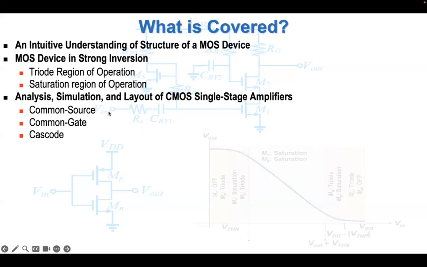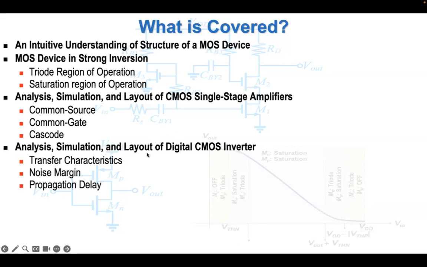Then I will switch gears to the analysis, simulation, and layout of CMOS single-stage amplifiers. I will look at the operation of commonly used single-stage amplifiers, including common source, common gate, and cascode amplifier. If time permits, I will also share with you the design of differential amplifiers. We will also discuss the simulation and layout of these widely used single-stage amplifiers.